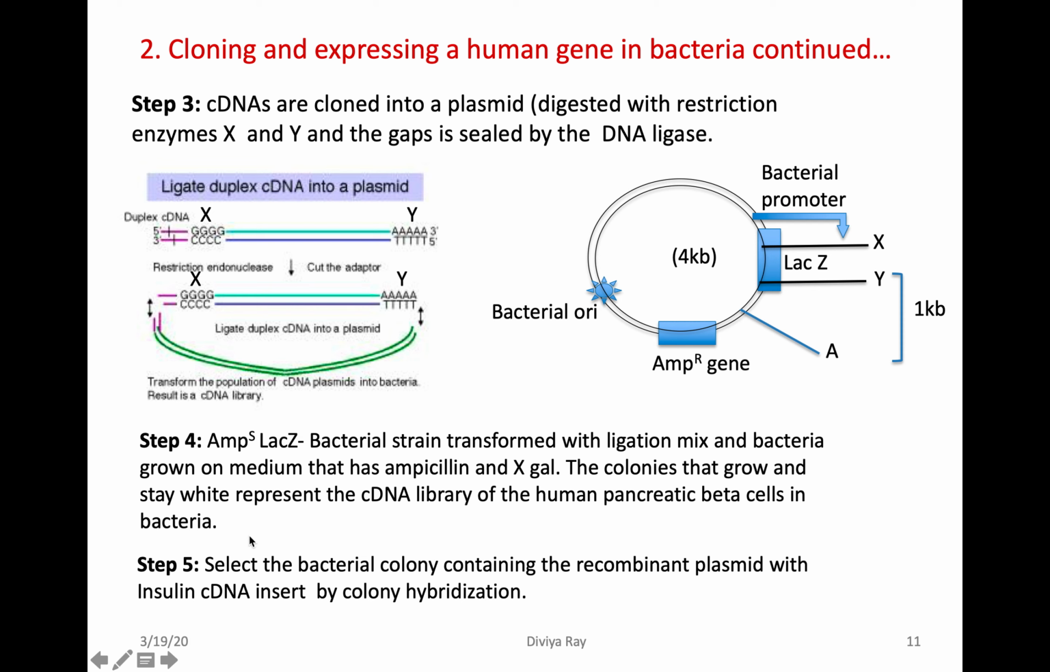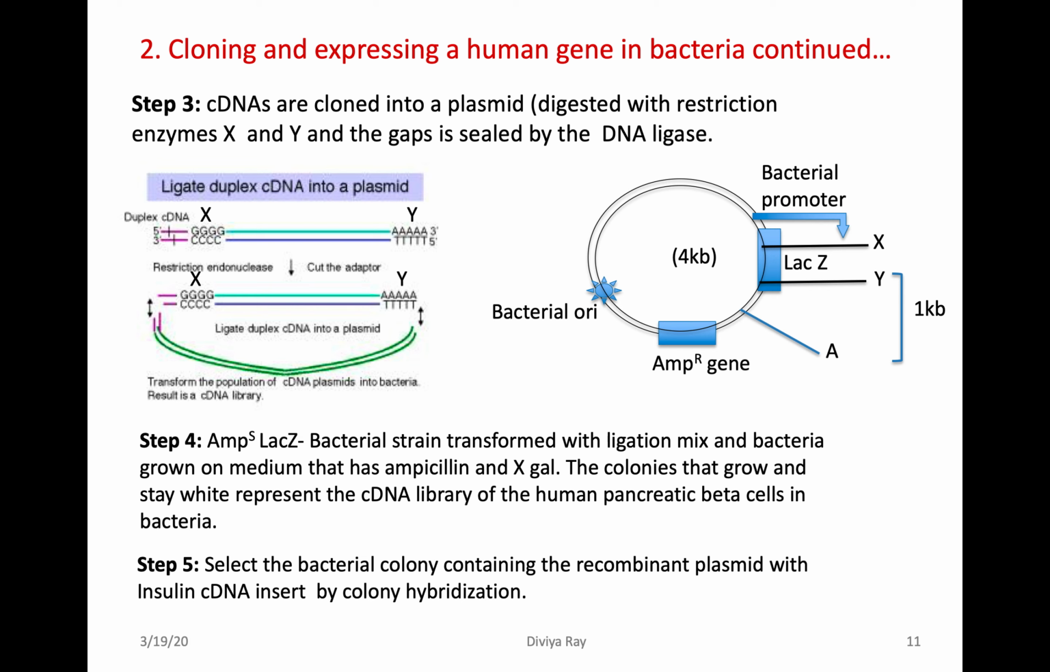So once you clone it, again you do the selection and screening by using the ampicillin in the growth medium, and also by providing X-gal. Any colony that grows in the ampicillin containing medium and appears white due to a disrupted LAC-Z gene is actually containing one cDNA insert as a part of the recombinant plasmid. So what you have essentially done is you have created a cDNA library in the bacterial cells.